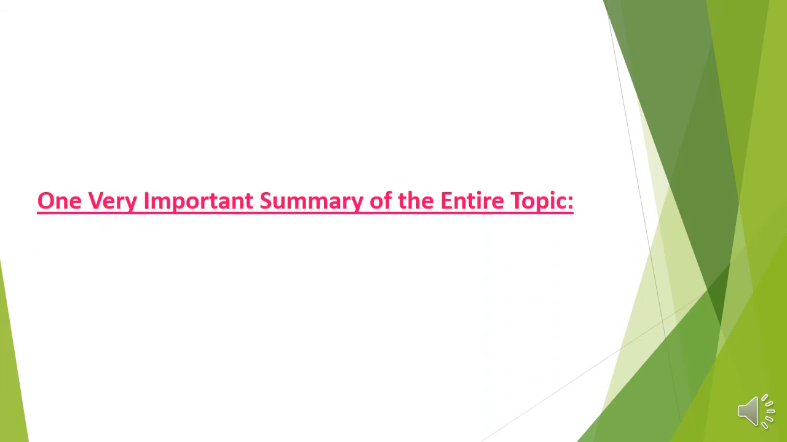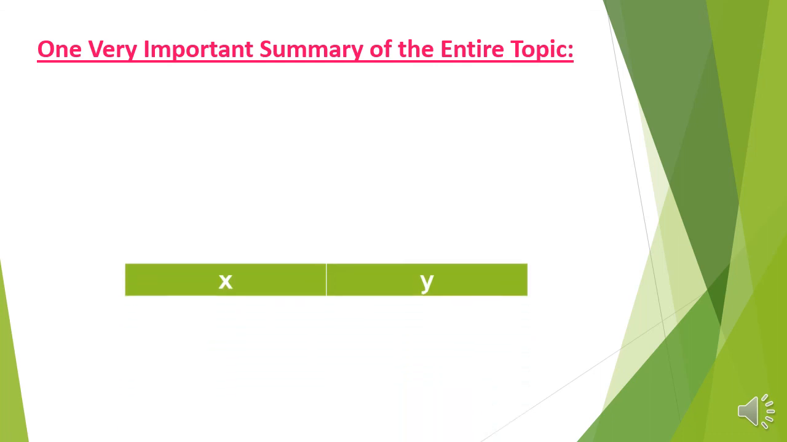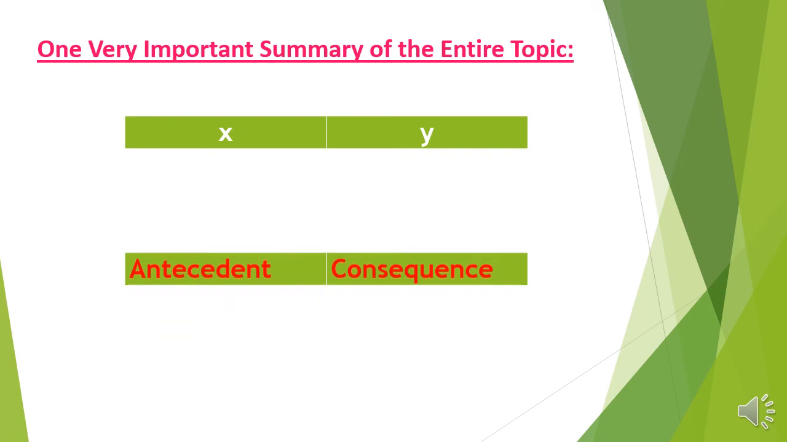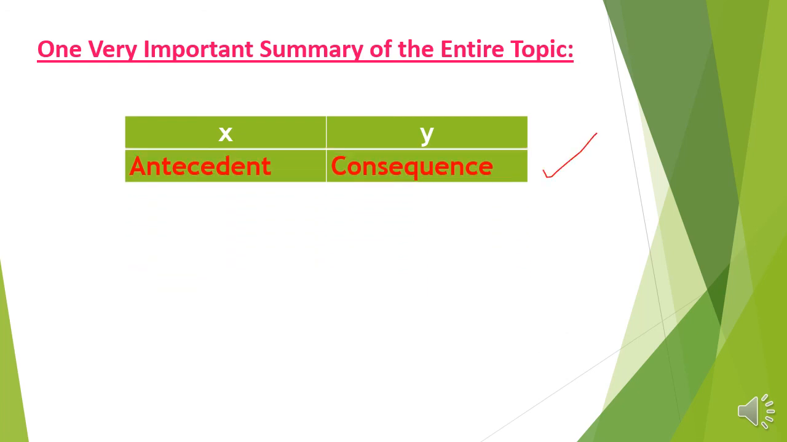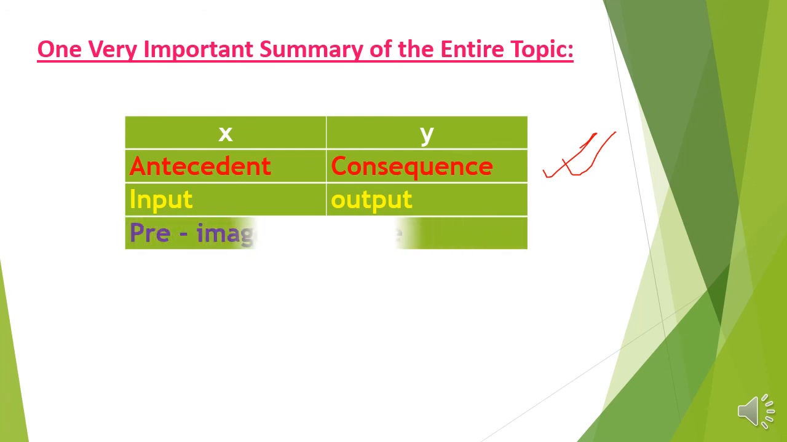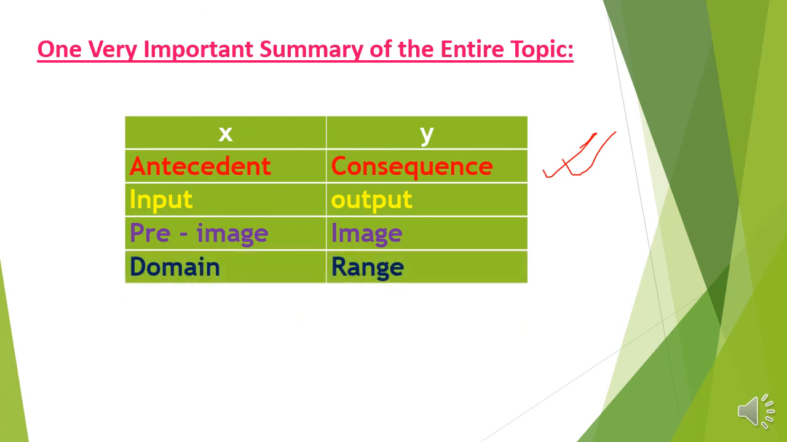Finally, one very important summary of the entire function topic. X and y, we know that they are antecedent and consequence. We have already studied this in ordered pairs, antecedent, consequence. And x is also called input and y is also called output. F(x) is equal to y, don't forget f(x) is equal to y. So x is also called pre-image and y is called image. All the collection of x is the domain, all the collection of y is the range.